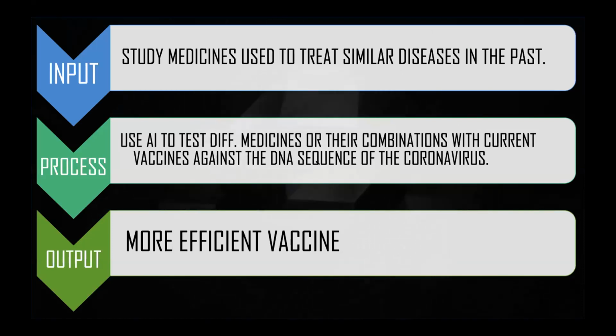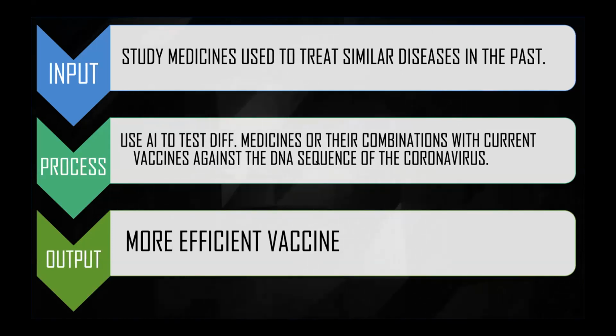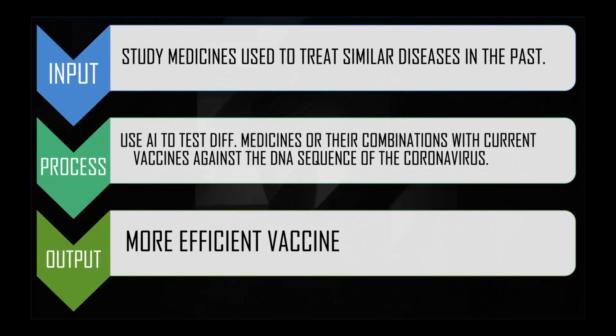Lastly, I will be using the ML format to explain what we had just said. So we will be inputting study medicines used to treat similar diseases in the past, just like the coronavirus, like the Ebola virus, for example, and how their treatments were used. We will be combining treatment methods used in the past with the current available modern medicines and come up with a more efficient vaccine.